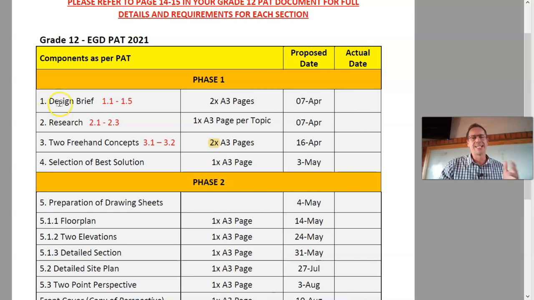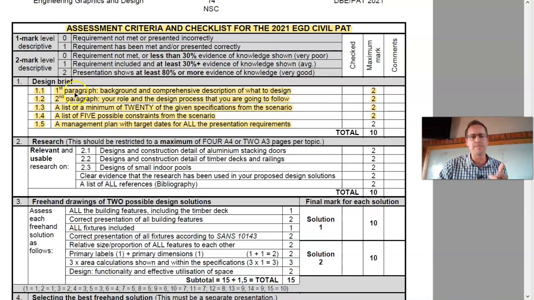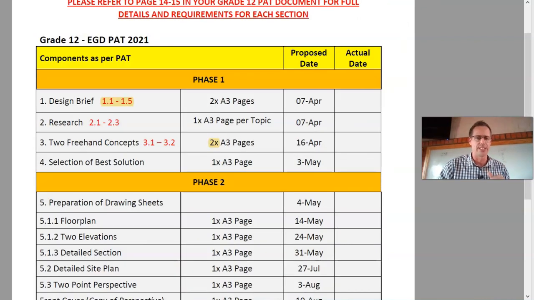All right. So phase one, as I said, is the design brief, and there are 5 components, and they should be numbered according to the numbers in this checklist. So your first paragraph must be numbered 1.1, second paragraph 1.2, your actual list of specifications must be 1.3, etc. It's quite understandable for a grade 12 like yourself.